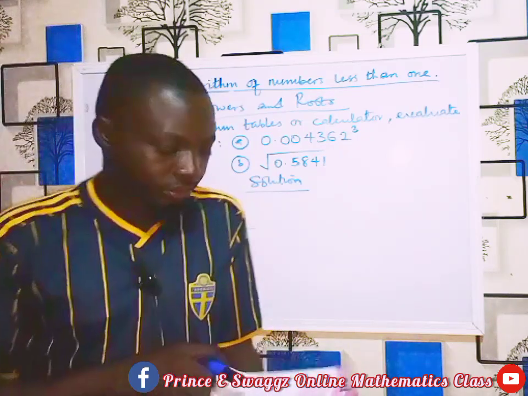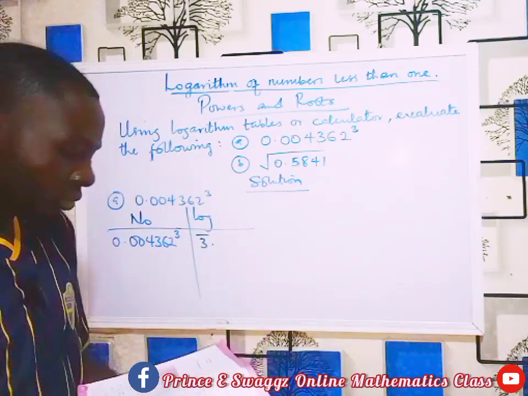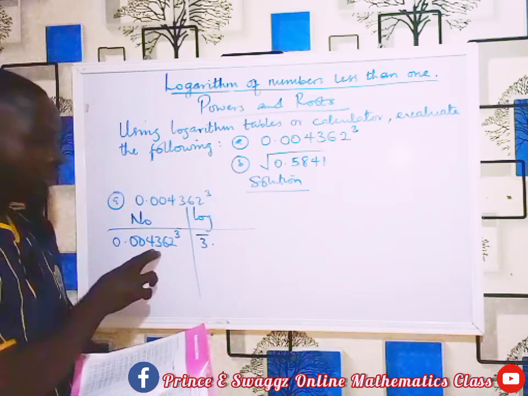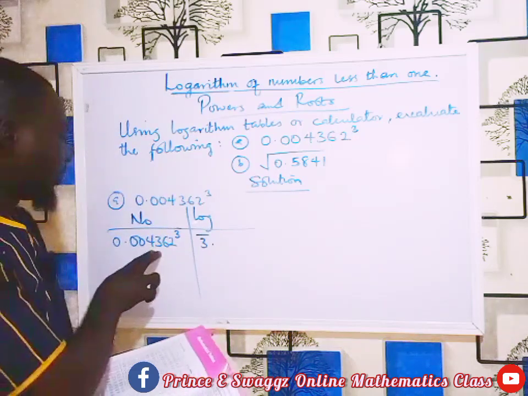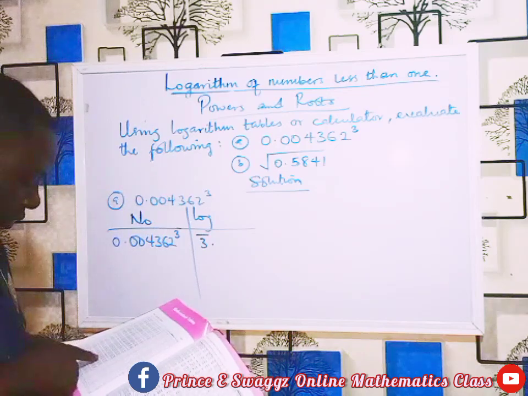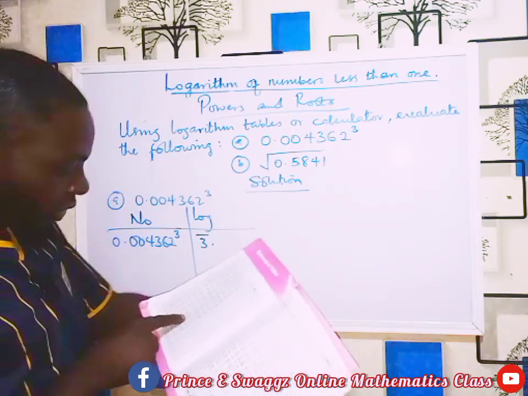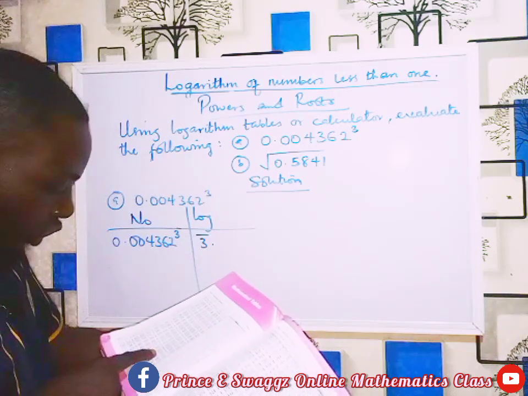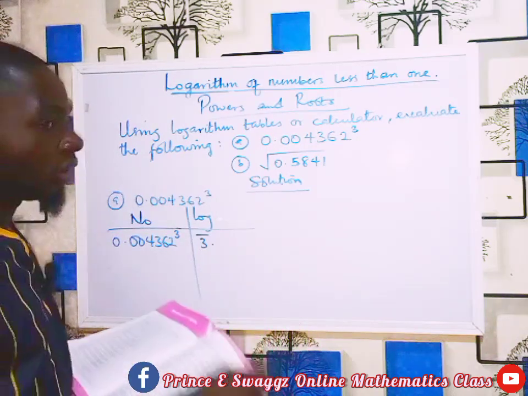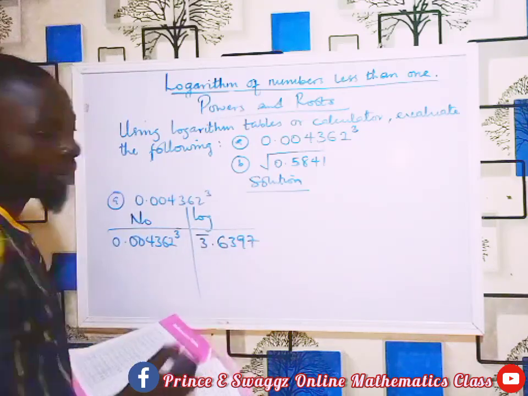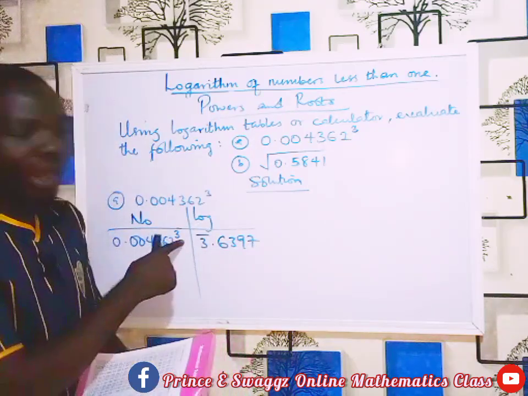Your mantissa starts with the first 2 digits, 43. 43 under 6 is 6395, and the difference 2 is 2. That's 6397. Now this time around we are having a power.